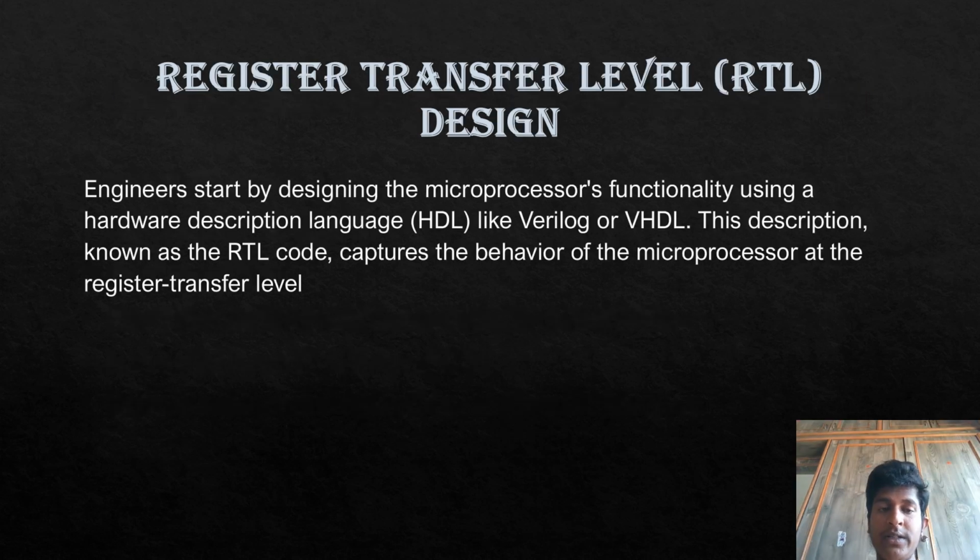Register transfer level design. Engineers start by designing the microprocessor's functionality using a hardware description language like Verilog or VHDL. This description, known as RTL code, captures the behavior of the microprocessor at register transfer level.